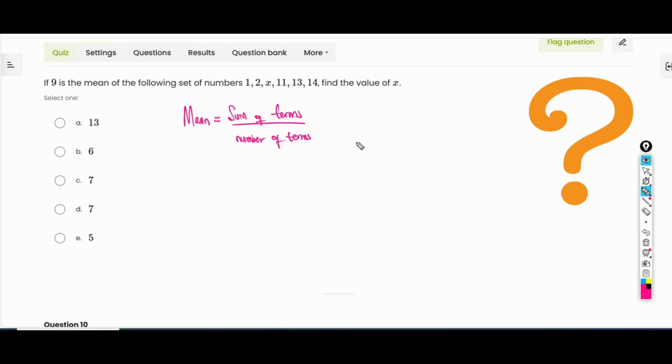Looking at the question, we are told that the mean is 9, all right? And for the sum of terms, we just have to add up all of these here. So just use the same formula: 1 plus 2 plus x plus 11 plus 13 plus 14 over, and the number of terms are 6, right? Count them, 1, 2, 3, 4, 5, 6. Good. So we can solve for it. I could cross multiply.